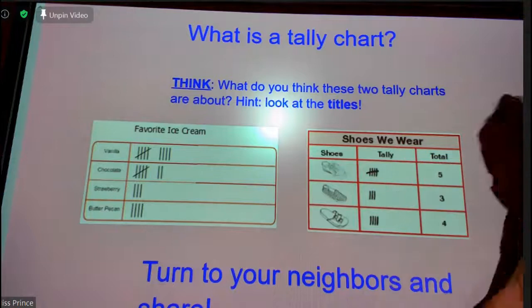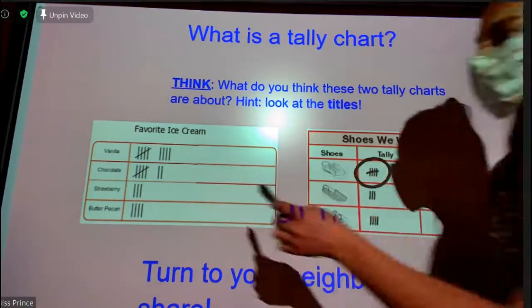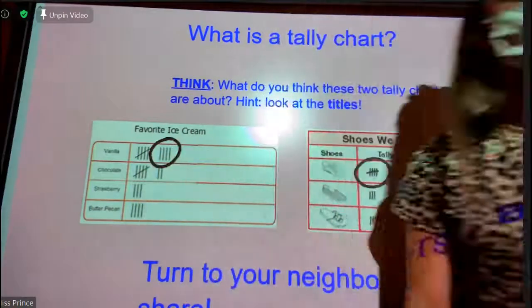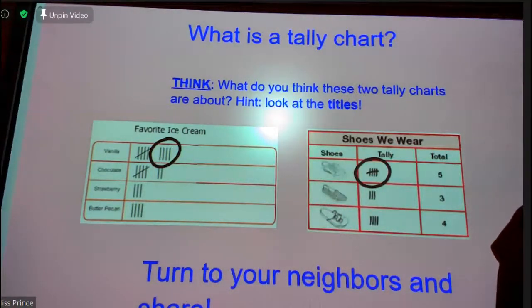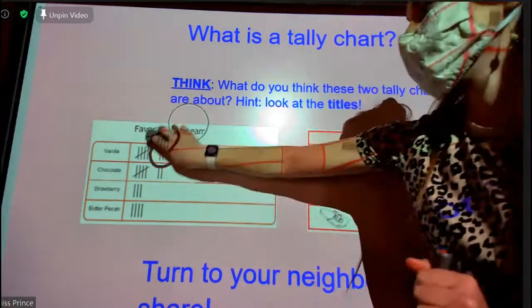Now, do you see these lines right here? Do you see these lines? These things right here are called tally marks. What's a tally mark? We're going to learn just what tally marks are, okay? I don't know what tally marks are.